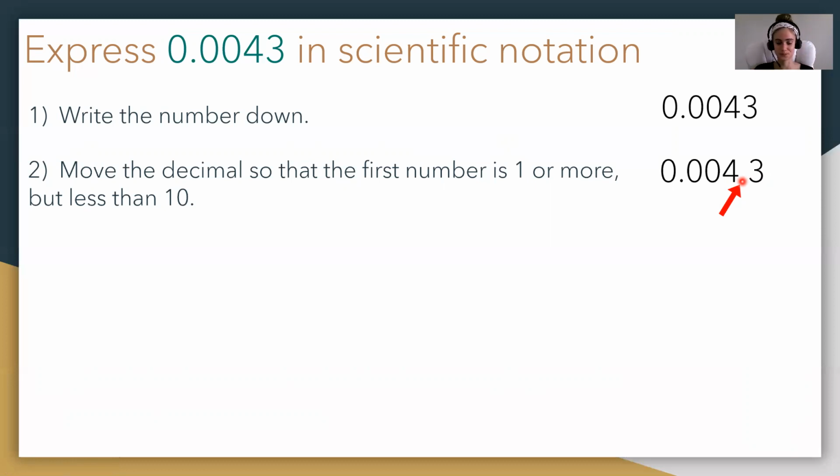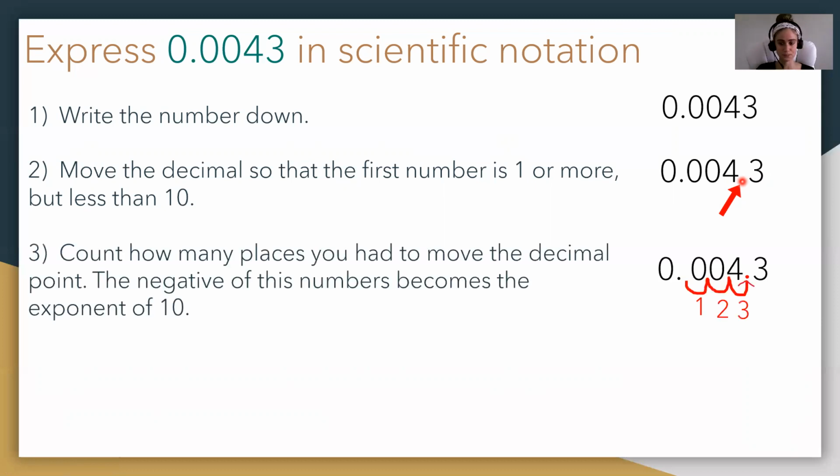So we're good. All right, just like before, now that I've chosen its proper new location, I need to actually move the decimal point and count how many times I move it. From our starting point to our new location, it's moved 1, 2, 3 times.